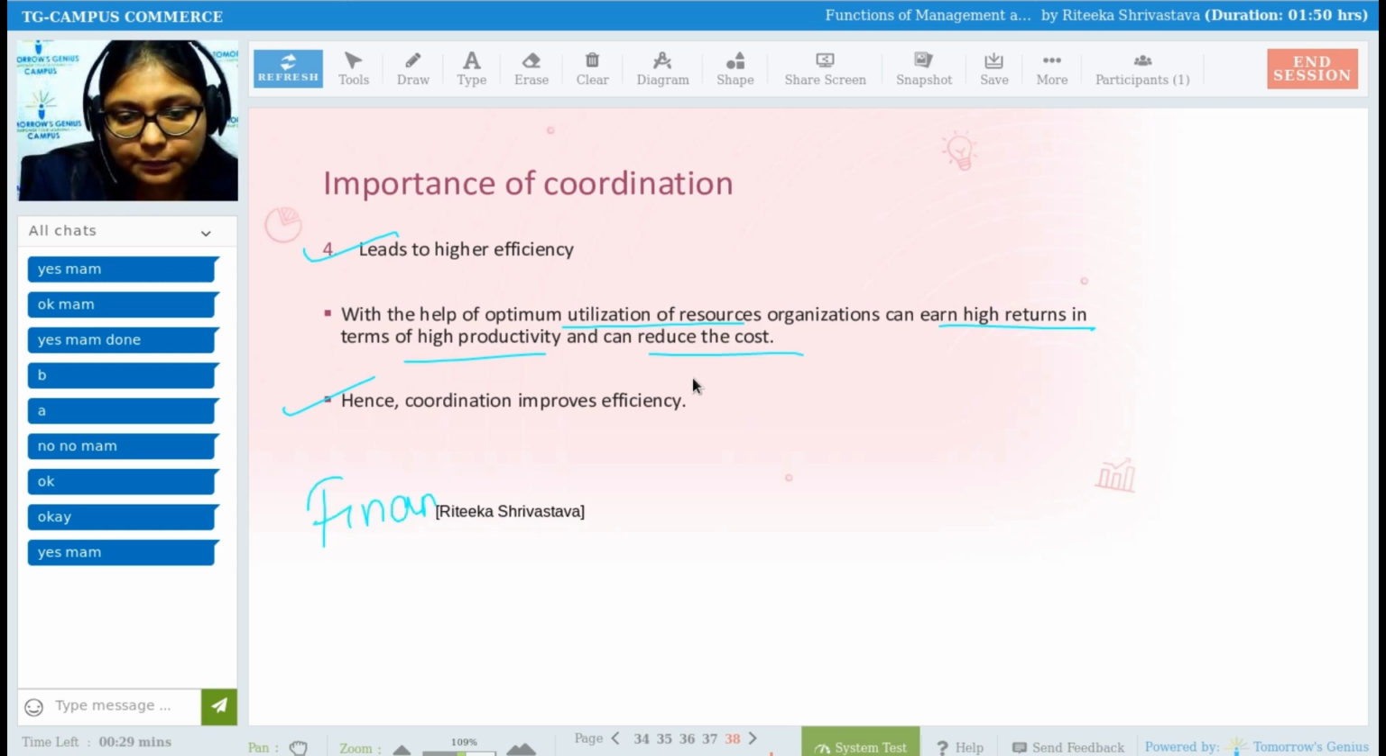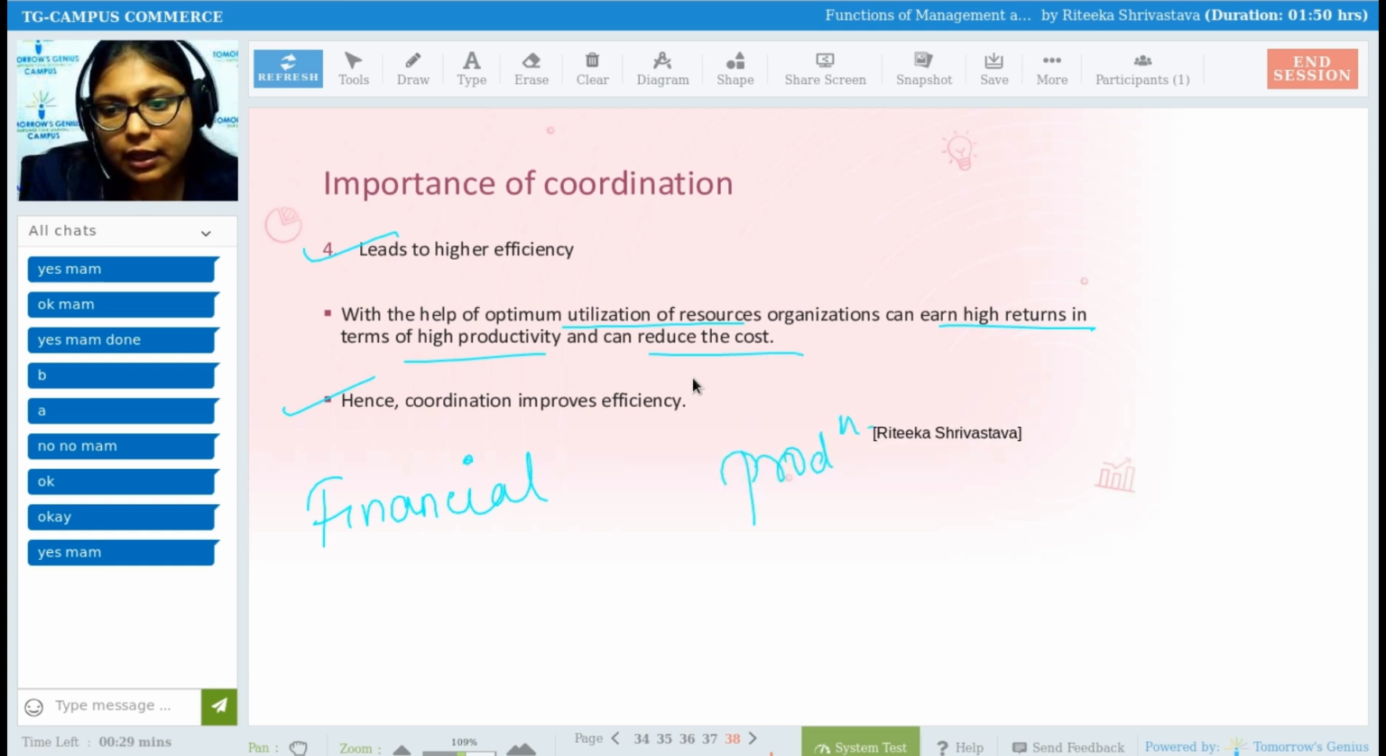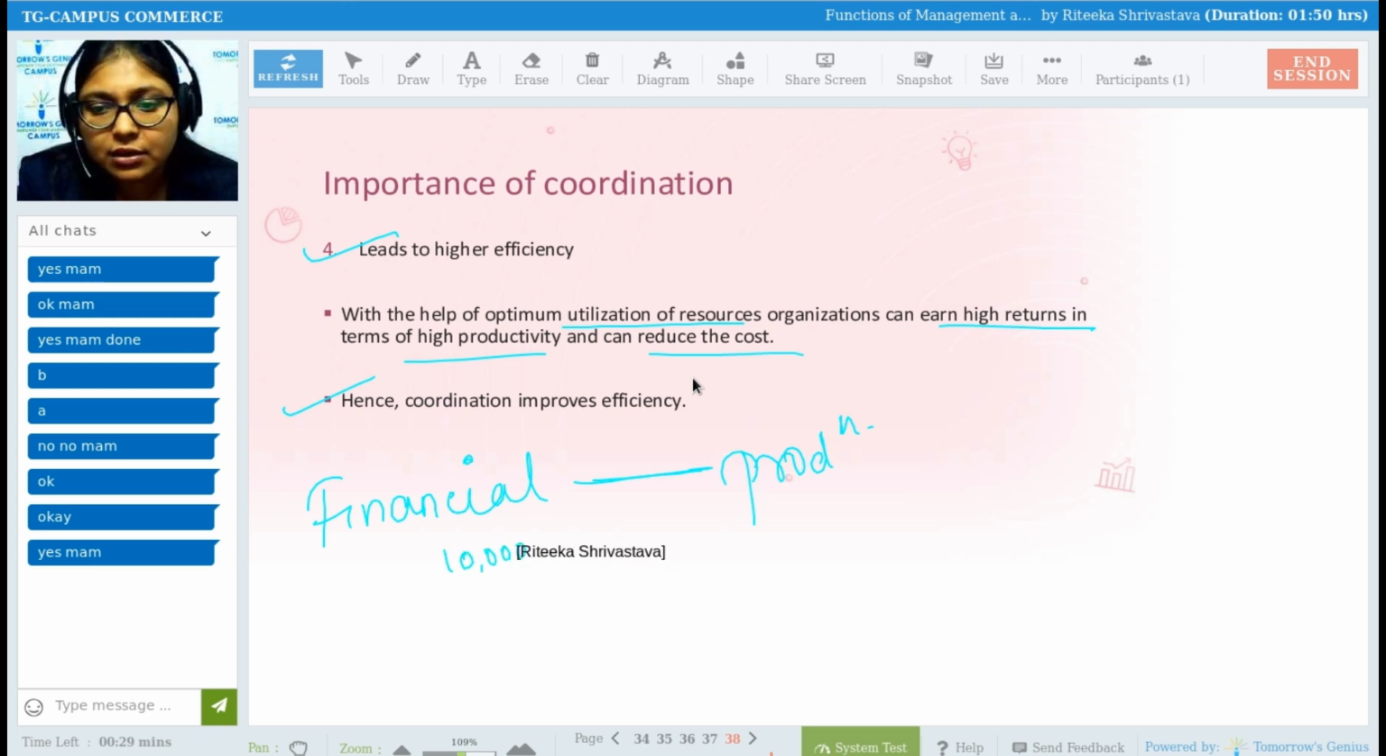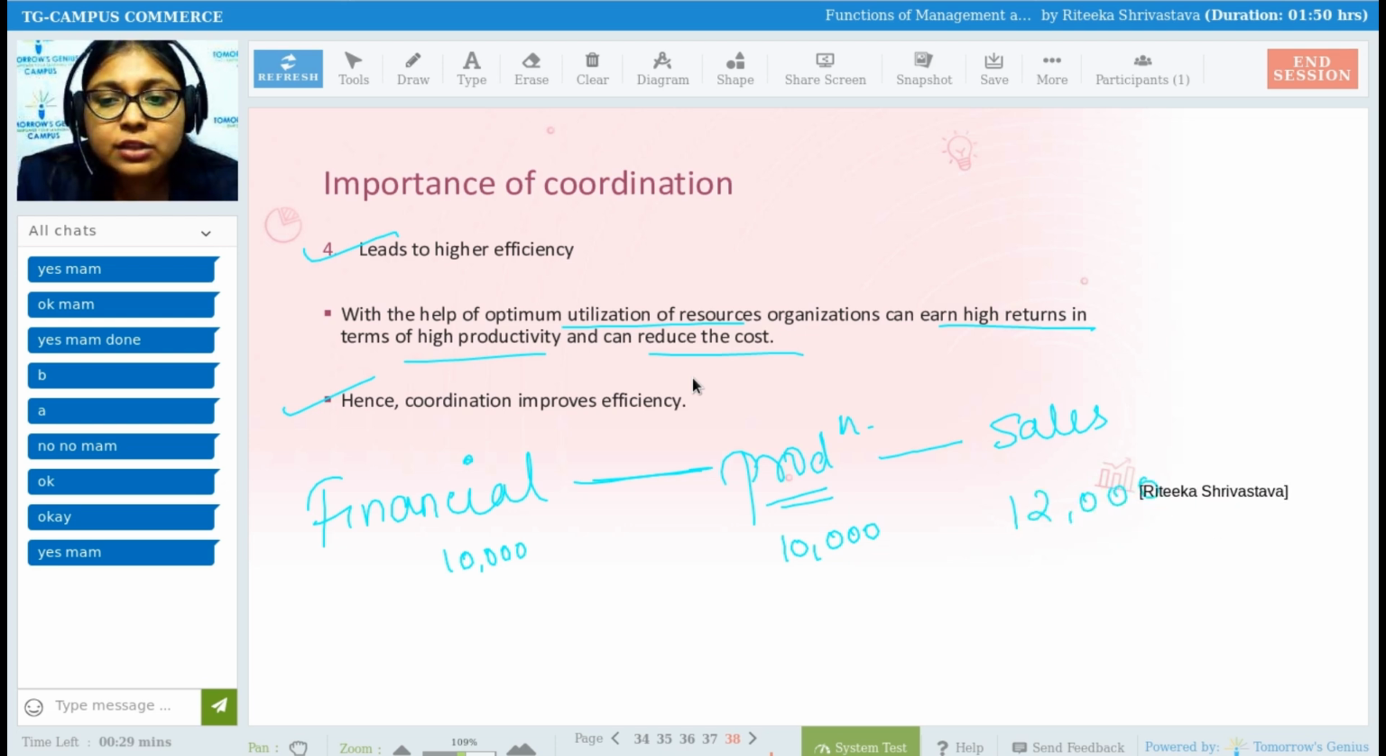Say suppose financial department and production department. If they are coordinated in nature, the financial department will inform the production department that you have to spend only 10,000 rupees on fabrics. Accordingly, the production department will spend 10,000 and in return, the sales department will sell the goods and services and the revenue generated from the sales might be 12,000. That means 2,000 is profit for the organization.